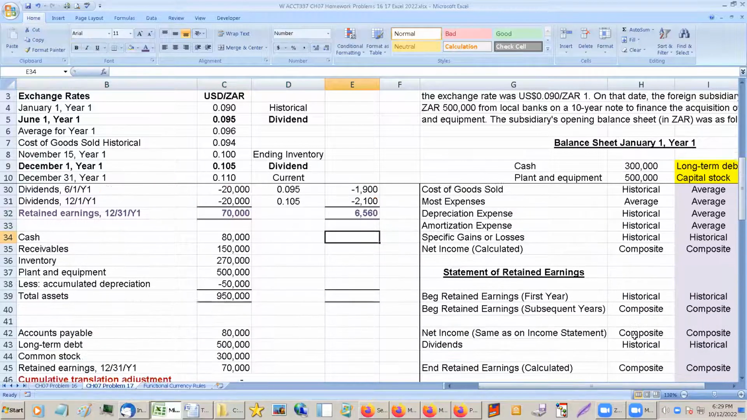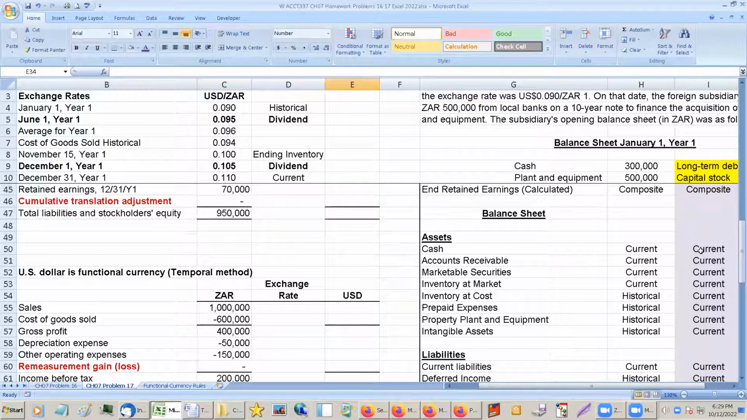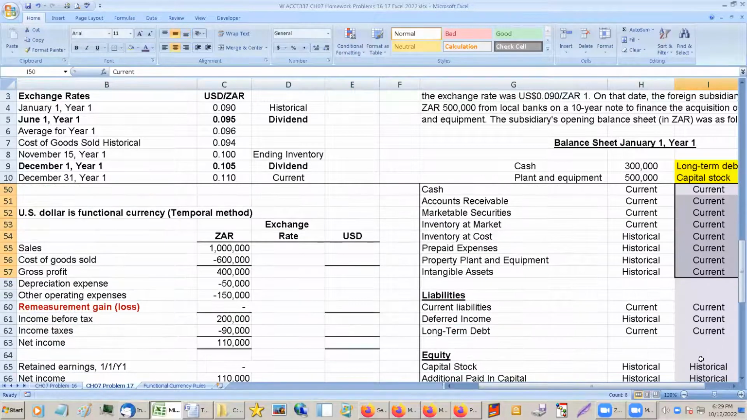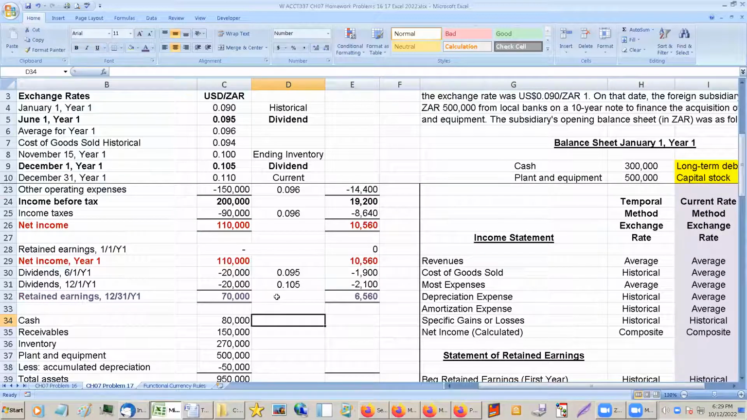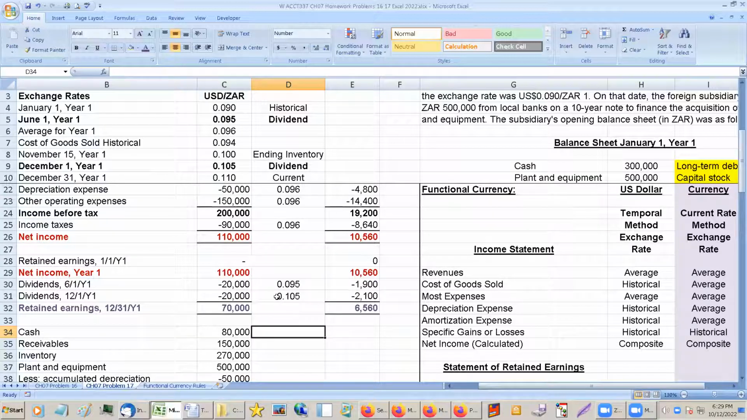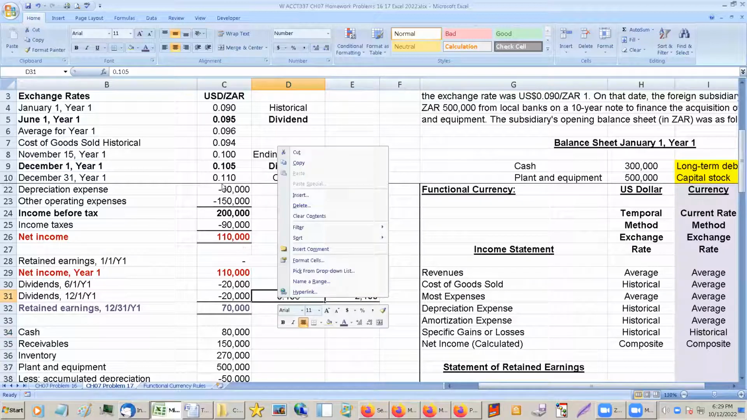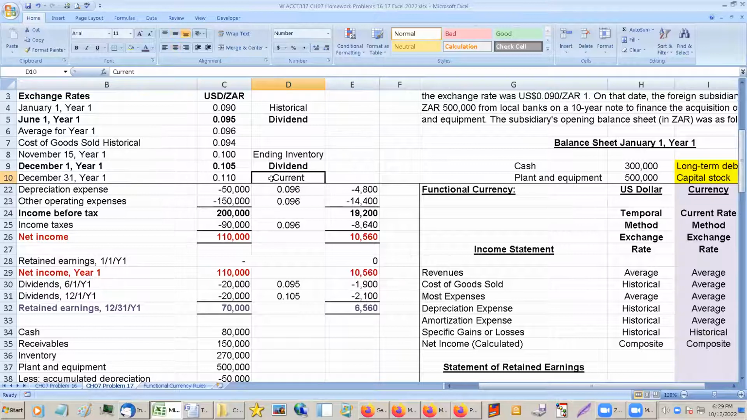Okay, now cash. And you'll see that most everything comes on at the current rate. The only thing that doesn't are the capital stock stuff down here and the retained earnings. So the current rate is how much? 0.110. Yep, there's the current rate, 110. So that'll be for pretty much everything.